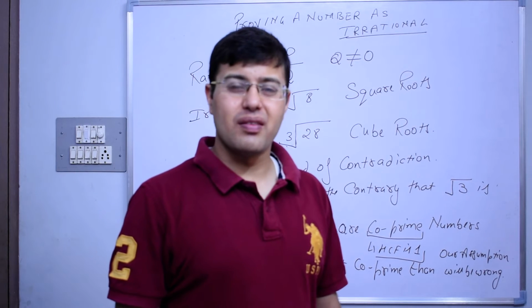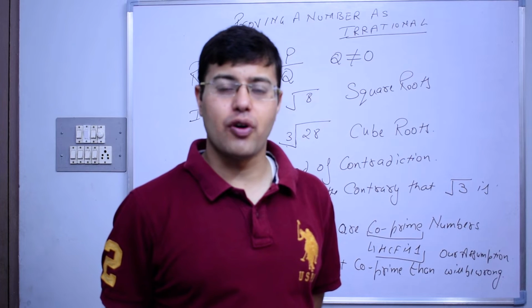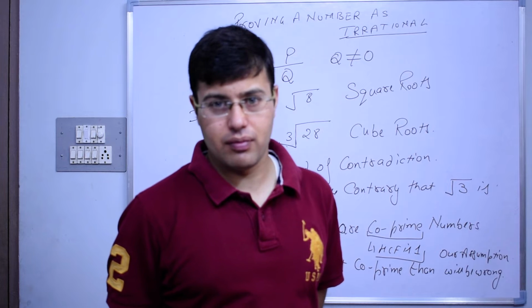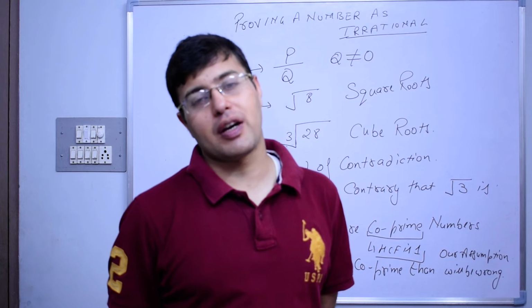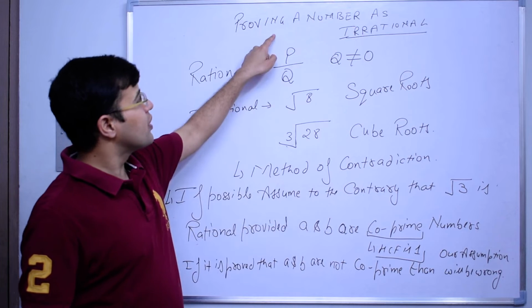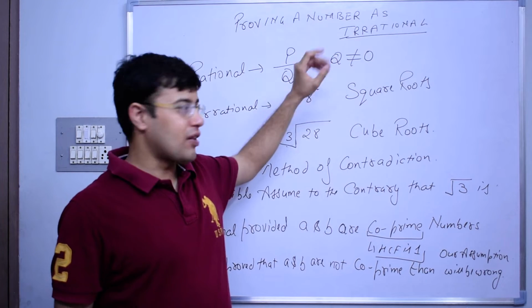Welcome back, dear students. In the previous videos we have found out the HCF and LCM of two numbers by prime factorization and Euclid's long division algorithm. I hope you would have understood them and practiced the questions. Then the next crucial topic that comes is proving a number as irrational. Right? This is a must in board examination.